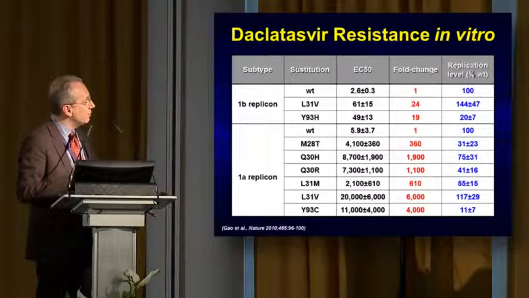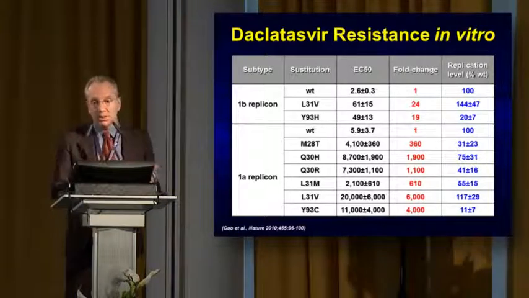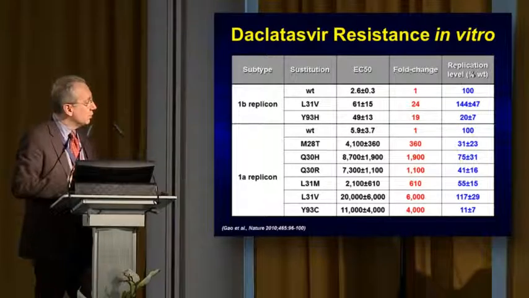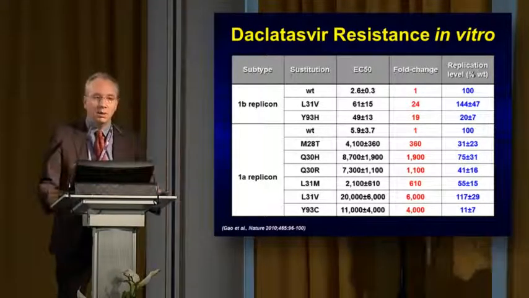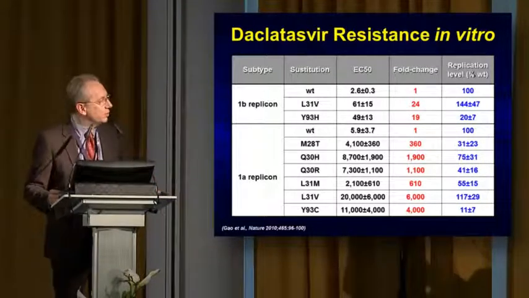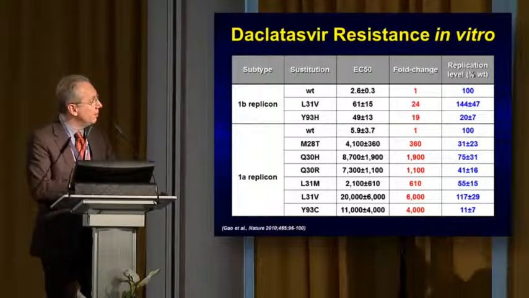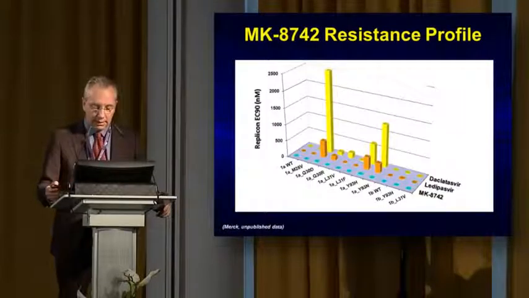This is low-level resistance, whereas for genotype 1A, which is a different subtype, it's the same genotype. It's not that different, but it's a bit different. You can see that the levels of resistance conferred by similar mutations, positions 28, 30, 31, 93, were extremely high, and this explains why daclatasvir, the leading drug in this class, and ledipasvir is another one, why these drugs generally have a high barrier to resistance for genotype 1B, but a low barrier to resistance for genotype 1A, and this will have an impact in therapy.